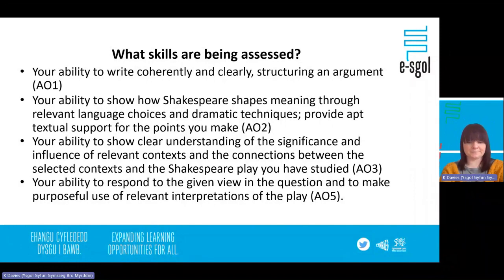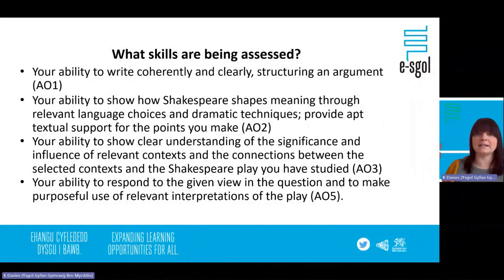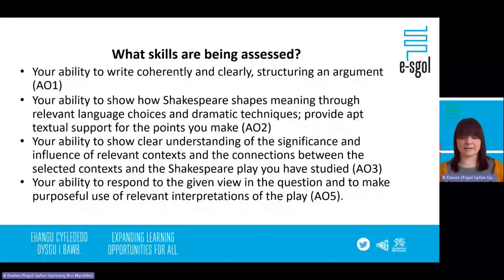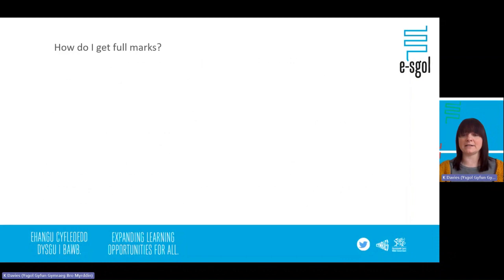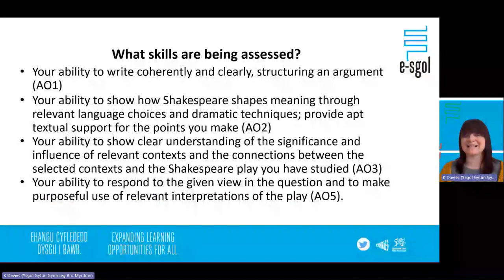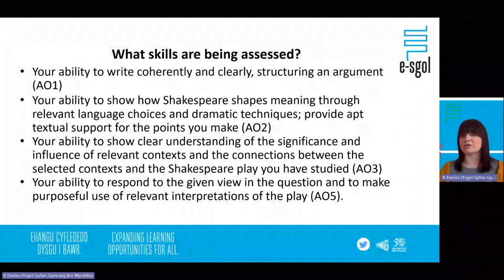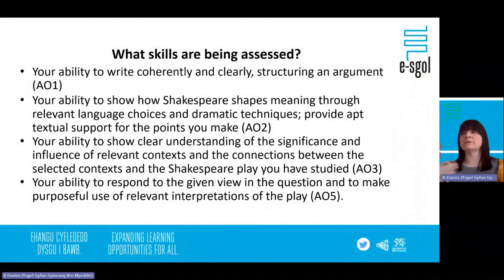So you've got AO1, being able to structure a nicely organised answer, analysing the use of dramatic techniques and relevant language choices. Okay, obviously we know the focus there is on that use of dramatic techniques and this idea of providing apt textual support. Also your ability to show clear understanding of the significance and influence of context. And then lastly, the fourth bullet point is your AO5. So where you're showing your ability to respond to a given view in the question. And you'll see that in a second when we look at the question choices.